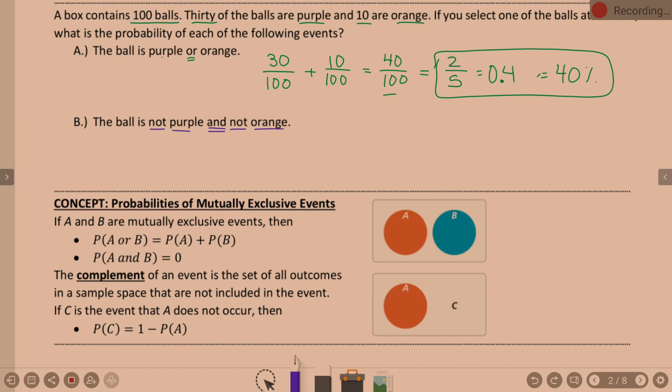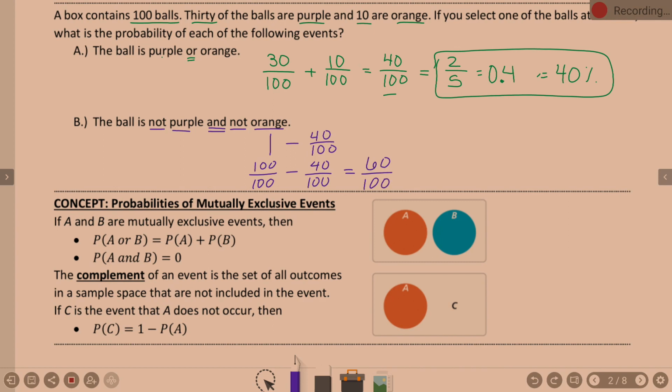Now, what if I use the idea of 1 minus 40 over 100? So we talked about 0 representing that probability cannot happen. What does 1 represent? 100 out of 100, that it's guaranteed to happen, right? So the idea here is that if something is not purple and not orange, there were 40 purple and orange. So taking the 40 and subtracting it from the 100, that puts us at 60 out of 100.